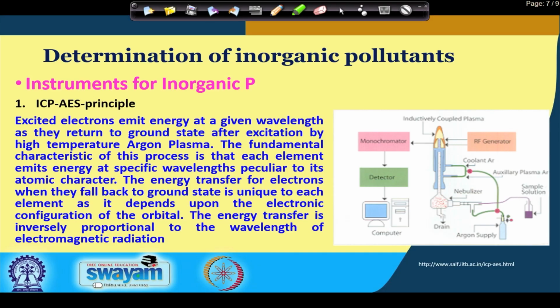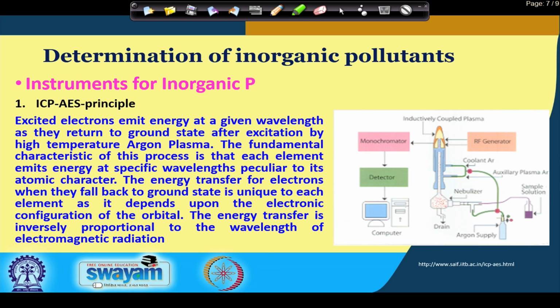some instruments and some analytical techniques for measurement of inorganic and total nitrogen, and also we have started with the determination of inorganic phosphorus. For determination of inorganic phosphorus we have discussed the Mehlich 3 extractant, and we started with discussion of the ICP-AES or inductively coupled plasma atomic emission spectrometry, and now we are going to discuss the principle and other important aspects of ICP-AES.